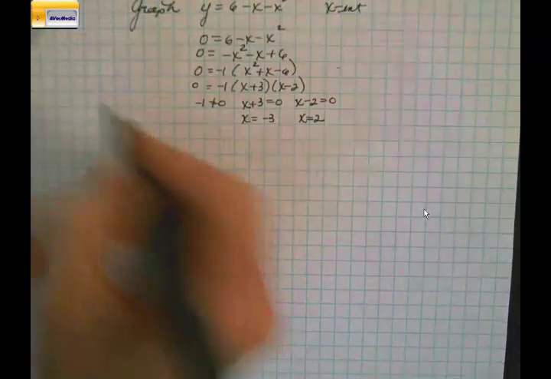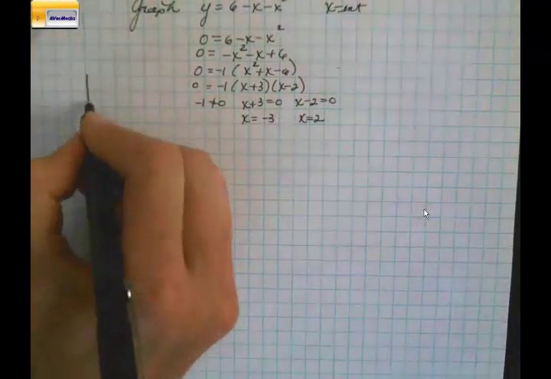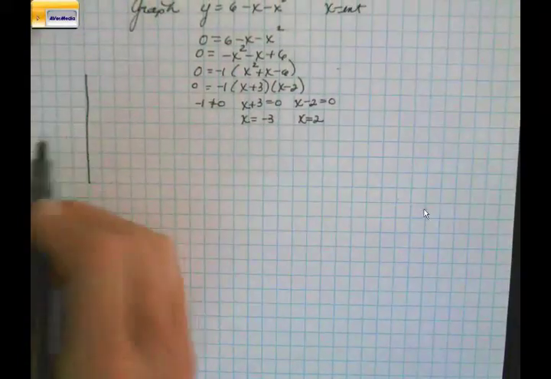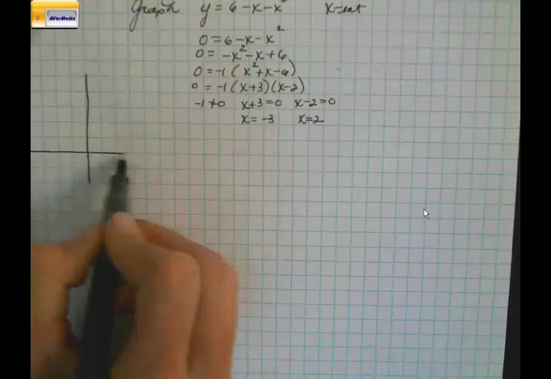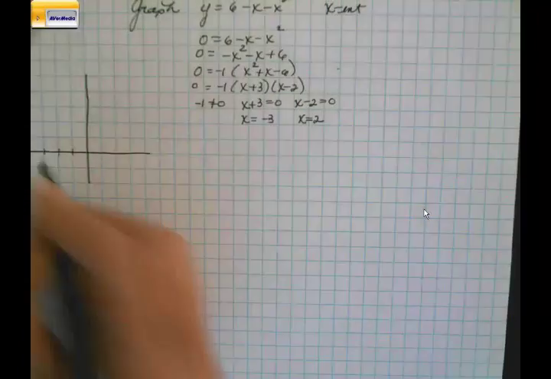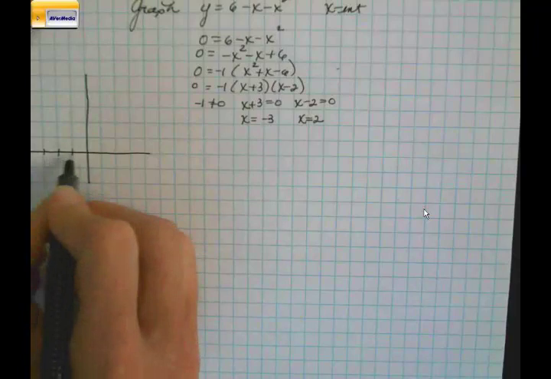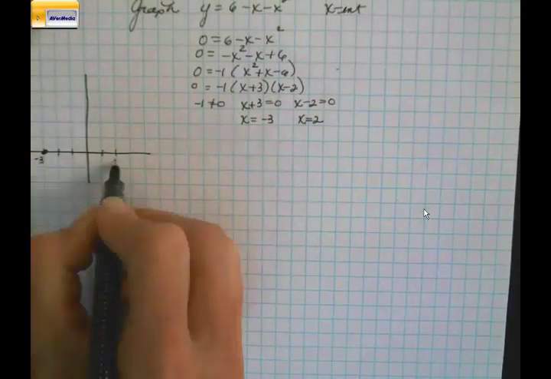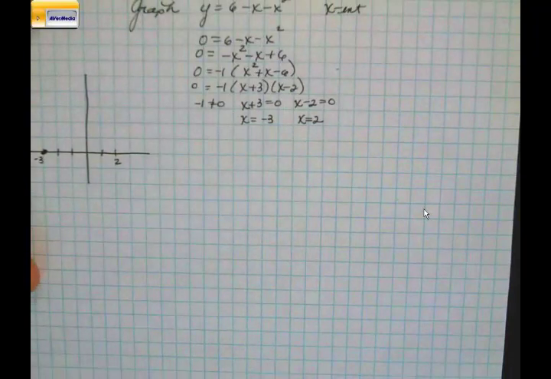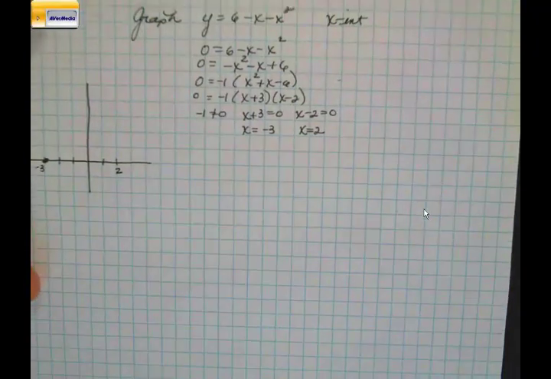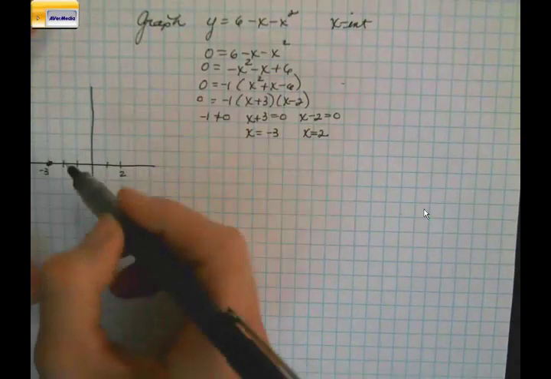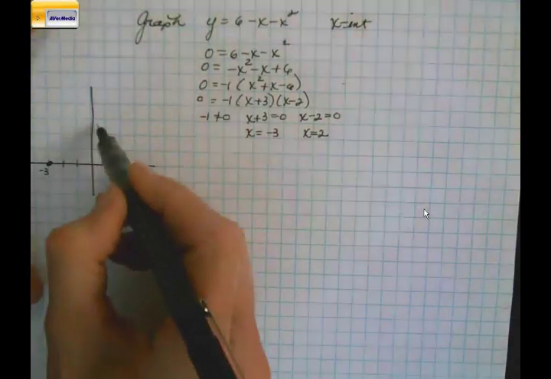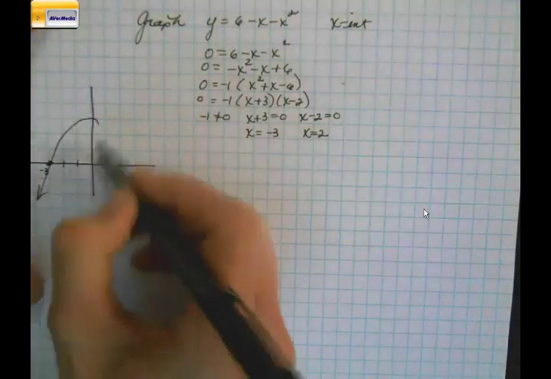So when you graph this thing, you have a 0 at a negative 3 and a 0 at a positive 2. You know it's concave down because it's a negative x squared. I don't know how high it goes. I don't really care. It's going to look something like this, I assume.